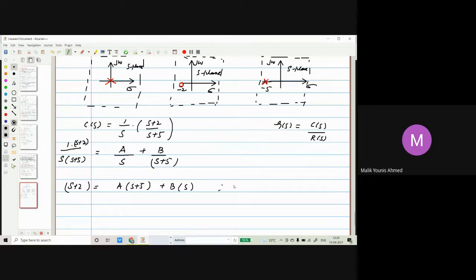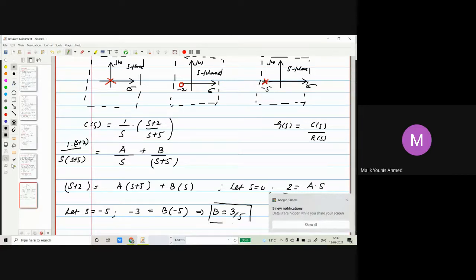Now let S equal 0. If S is 0, the left side becomes 2, the B term becomes 0, and A is multiplied by 5, so A will be 2 by 5. Now let S be equal to minus 5. Then S plus 2 is minus 3, and B is multiplied by minus 5, so B will be 3 by 5.